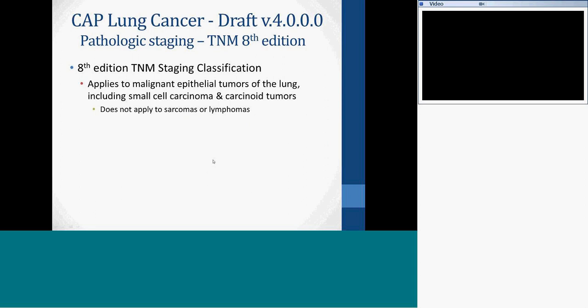Okay, I'd like to spend just the last minutes of this talk talking about the 8th edition TNM classification, which really is the major change in the new version of the CAP protocol. I note again that lung cancer classification applies only to carcinomas, not to sarcomas or lymphomas or other rare tumors like primary melanoma of the lung. This classification applies also to small cell carcinoma and to carcinoid tumors.